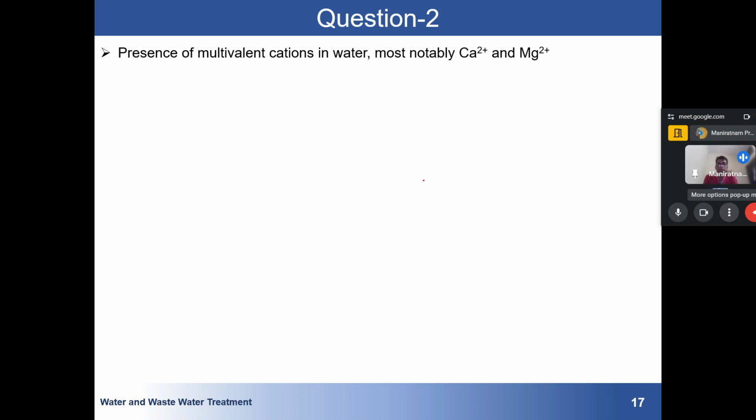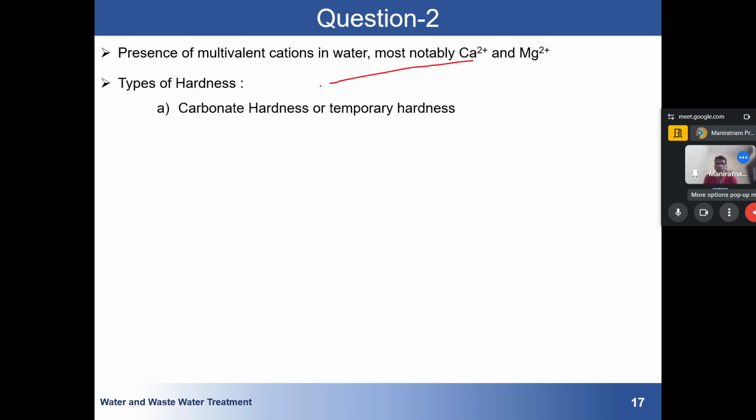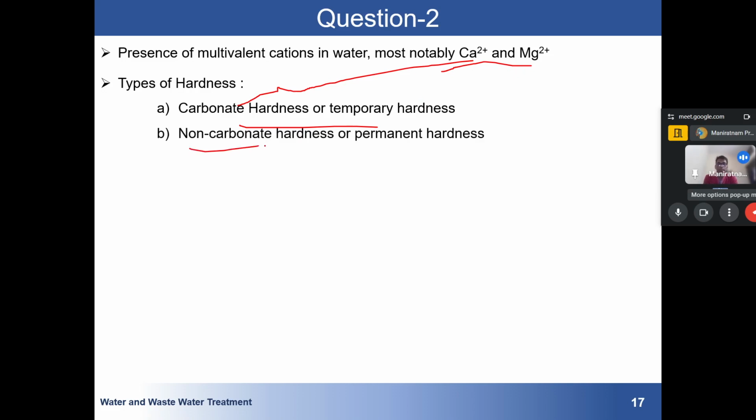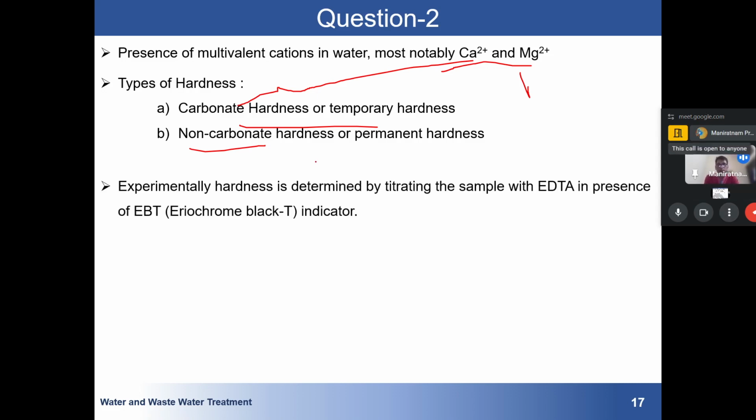Okay, hardness is the presence of multivalent ions, most notably Ca2+ and Mg2+. Remember, if calcium or magnesium is attached to carbonate, HCO3 minus, it is known as carbonate hardness, and if it is attached to something other than carbonate, then it is known as non-carbonate or permanent hardness. You know this, EDTA is used to find the hardness.